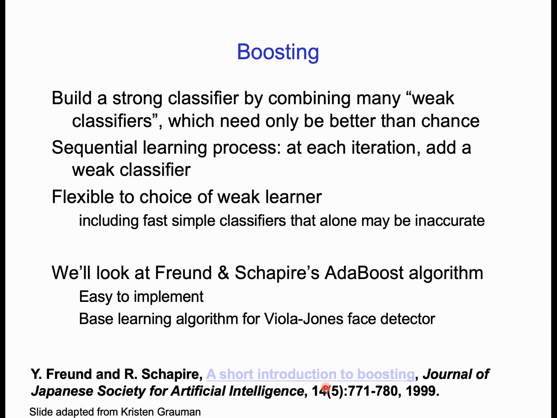At each iteration, we add a new weak classifier. And it's flexible in the choice of weak learner, including fast, simple classifiers that alone, again, may be inaccurate or only slightly better than pure chance. There are many ways of doing this, but we'll look at Freund and Schapire's AdaBoost algorithm, which is easy to implement, and actually is the learning algorithm for one of the most successful face detectors in computer vision, the Viola and Jones face detector.